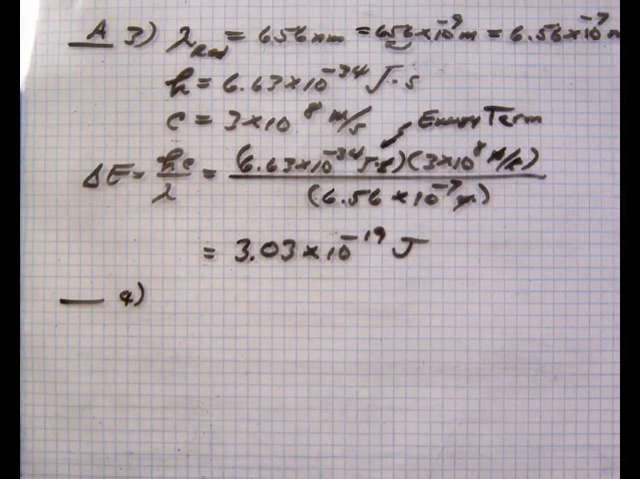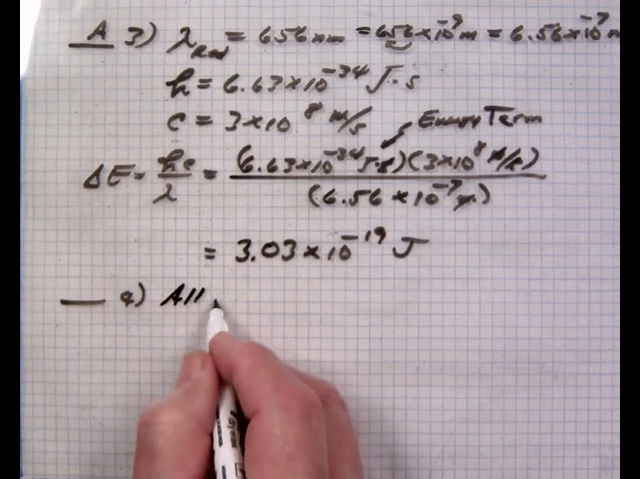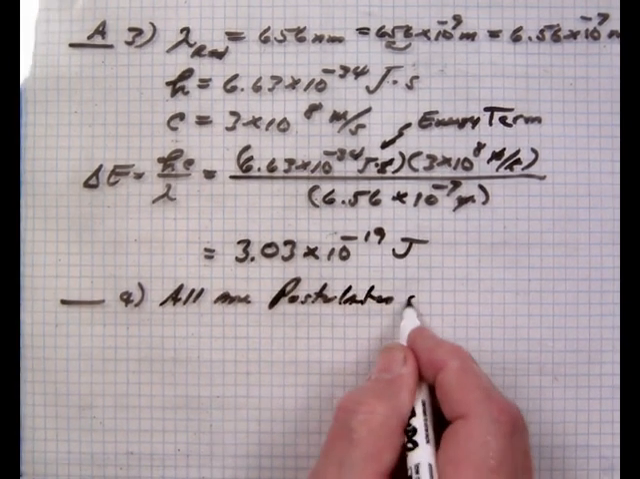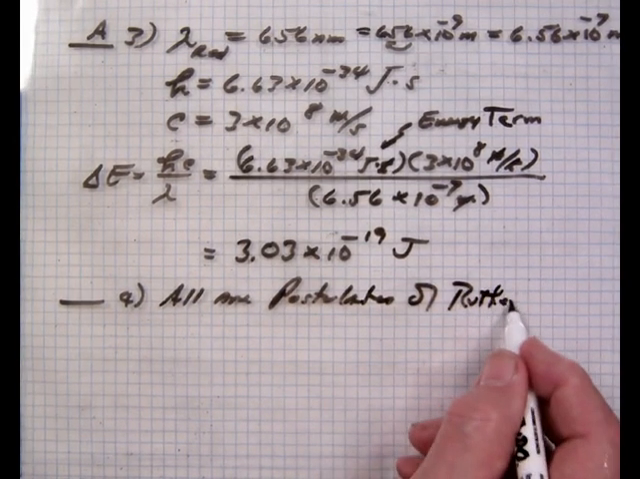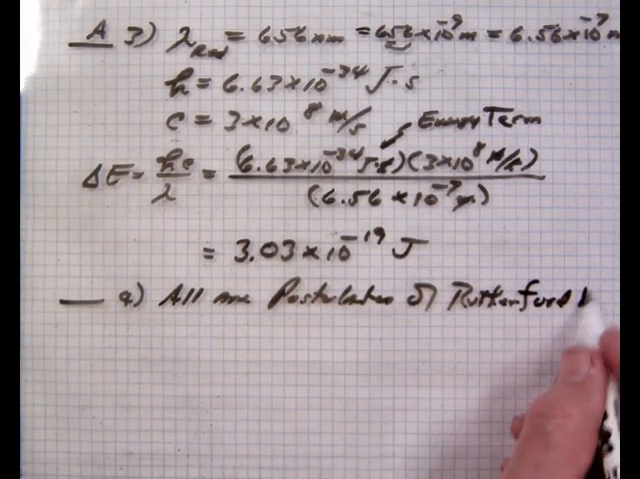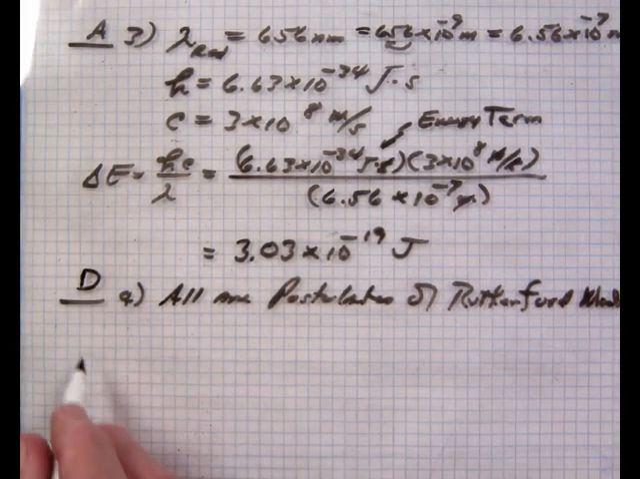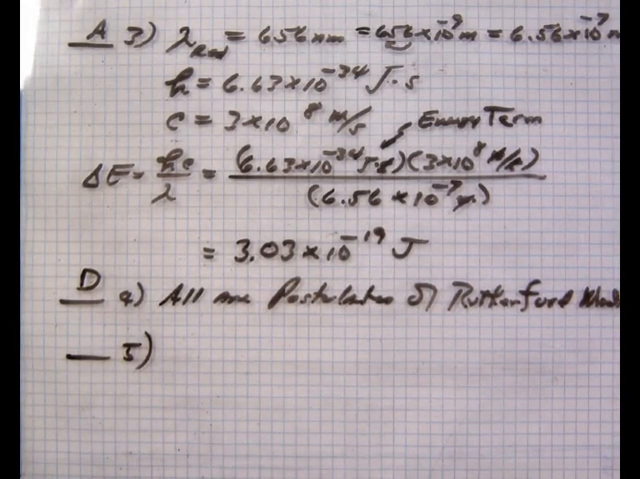Rutherford certainly postulated atoms as mostly space. We talked about that. It contains a solid indivisible nucleus surrounded by an electron cloud. Yes, the nucleus comprises over 99.9% of the atomic mass. So all of those are postulates of the Rutherford model. D choice.